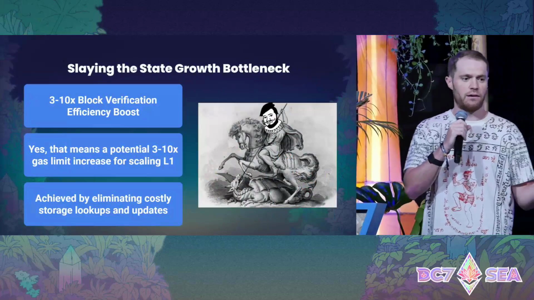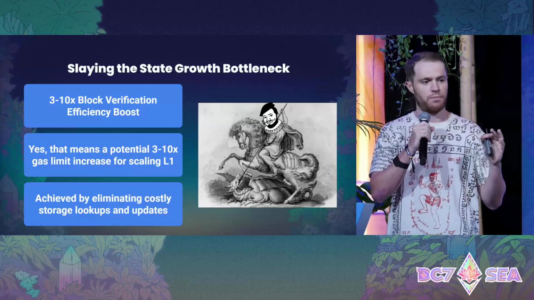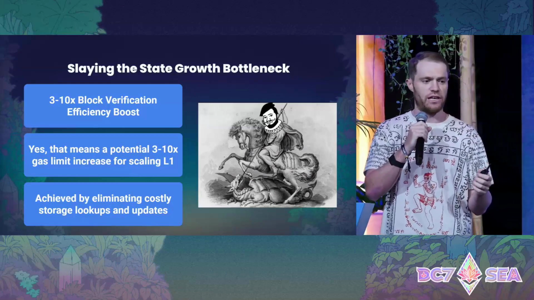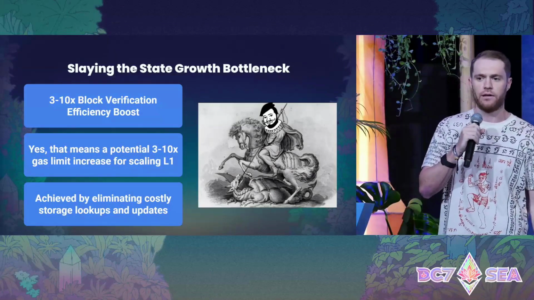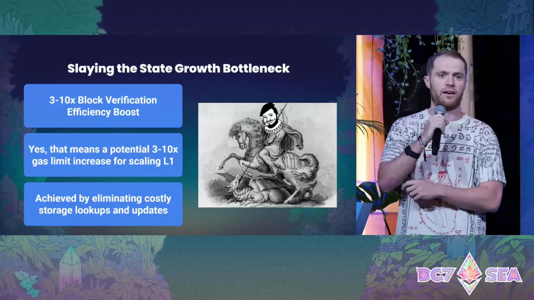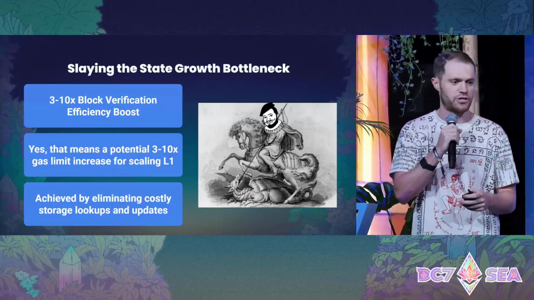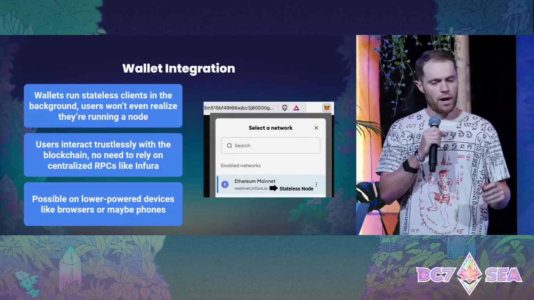So we've slayed the state growth bottleneck. The L1 will actually be able to process blocks 3 to 10x more efficiently. And yes, this means we're scaling L1. Gajinder is going to talk about scaling L1 even more. And if anybody tries to FUD and say Ethereum's not scaling L1, just send them a link to this presentation, because that's not true. But I'm just getting started.